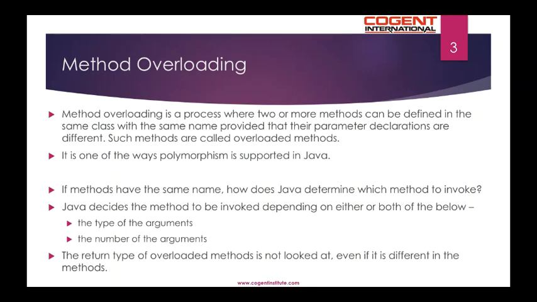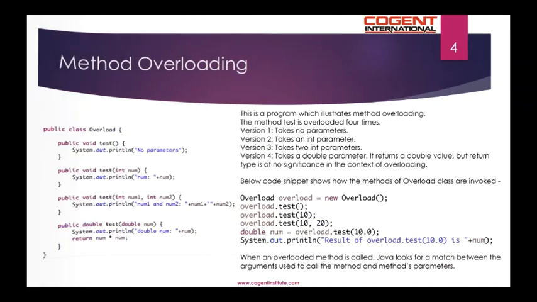If methods have the same name, how does Java determine which method to invoke? Java decides the method to be invoked depending on either or both of the below: the type of the arguments and the number of the arguments. The return type of overloaded methods is not looked at, even if it is different in the methods.